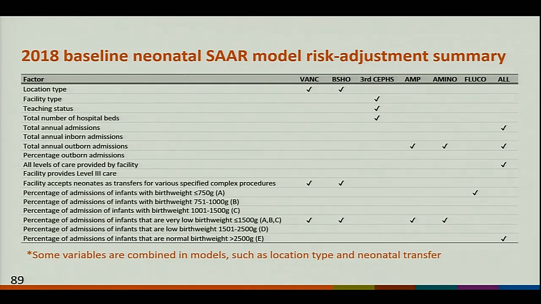This table shows the factors that were risk adjusted for in the final neonatal SAAR models. Most variables are from the annual NHSN hospital survey and are facility level variables. Some of these variables are adjusted for using combined variables in the model, such as location type and acceptance of neonatal transfers for complex procedures. I'll give you a moment to look at the table.